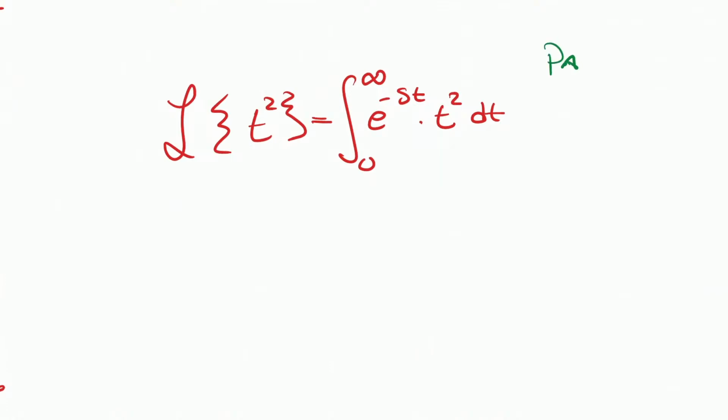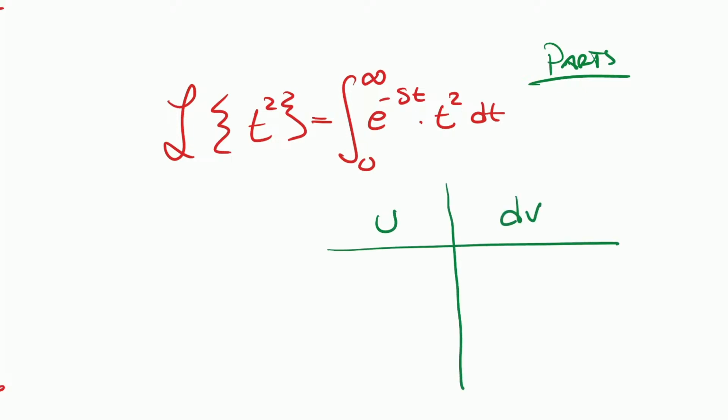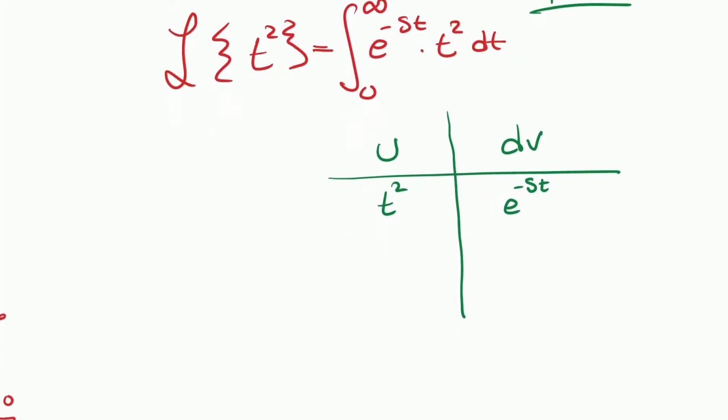Let's use parts. And in fact, I'm going to use parts by tables. Let me remind you how that works. Whenever I do parts using tables, I set up my u and my dv, and then I just work from there. So my u is going to be t squared. My dv is e to the negative s times t. And we're going to do derivatives of u.